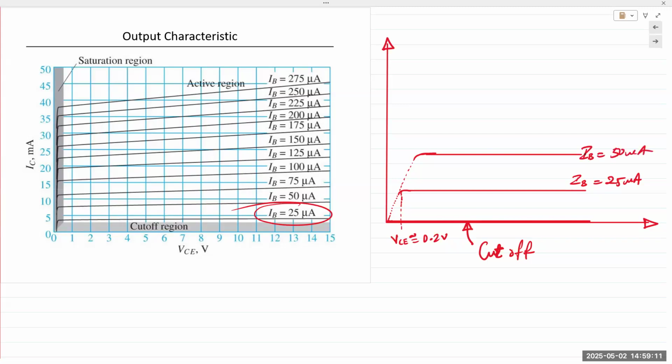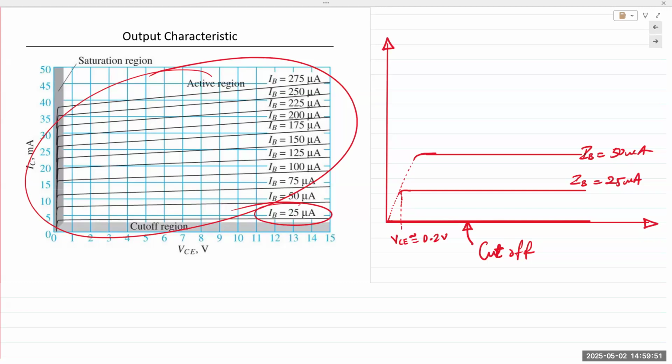IB is 50 microamps. And so for every increase in IB, every step that you increase for IB, you can have hundreds of data points for IC as a function of VCE. And so you obtain a set of data curves that look like this. That's what it means. So fundamentally, it's a plot of IC, the collector current, as a function of VCE, the collector emitter voltage. But you can have a separate set of data curves for each individual value of IB. Does that make sense to everyone?